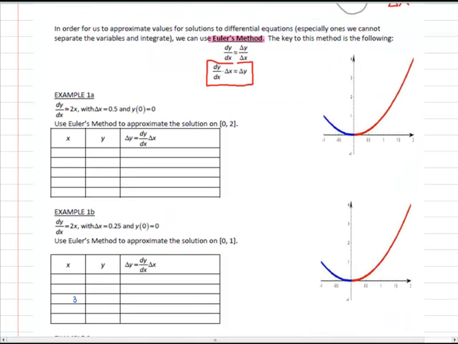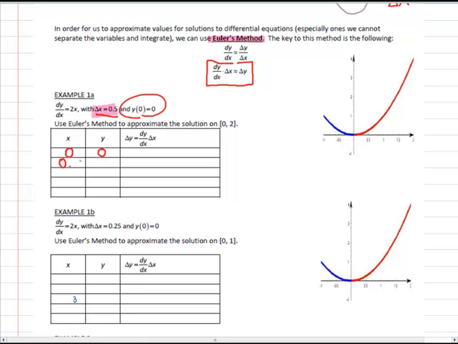So this is our question. I want to use Euler's method to approximate the solution on the interval 0 to 2. So we're going to start with our initial condition of (0, 0). We're going to fill out our table and say x is 0 and y is 0. Now the other piece of information that you're given is delta x. That means your increments for x. It's going to be 0.5.